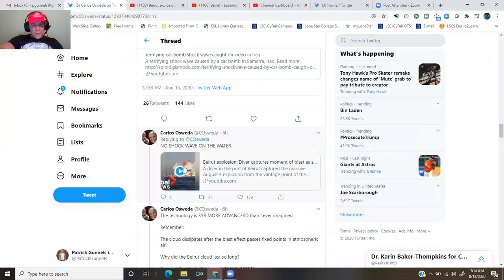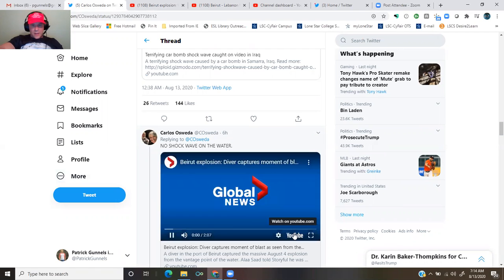No shock wave on the water. Let's verify that. Here's a view from the water.